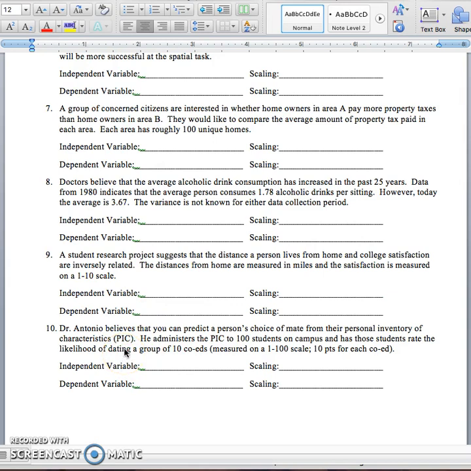I haven't read this one yet, but Dr. Antonio believes that you can predict a person's choice of mate from their personal inventory of characteristics. He administers the PSY to 100 students on campus and has those students rate the likelihood of dating a group of 10 co-eds. Okay, so think about it for a sec.